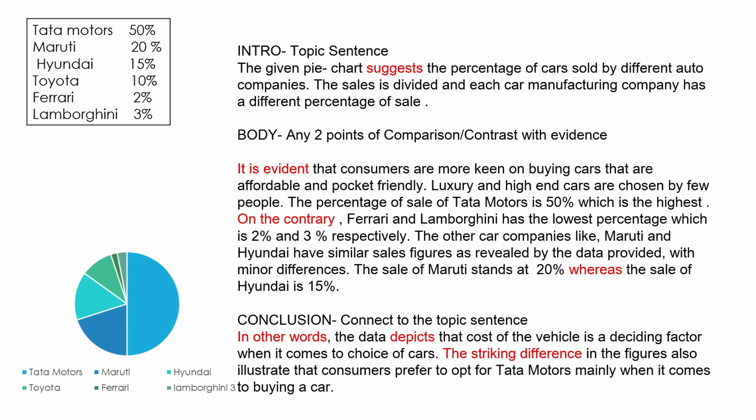That's all. What did I do over here? I have compared and I've also contrasted. What did I compare? I compared that Maruti and Hyundai have similar sales figures. That is the similarity. And the difference or the contrast that I have projected over here is Tata Motors has the highest sales, whereas the Ferrari and Lamborghini have very, very low percentage of sales. So that is all about the body of the paragraph.